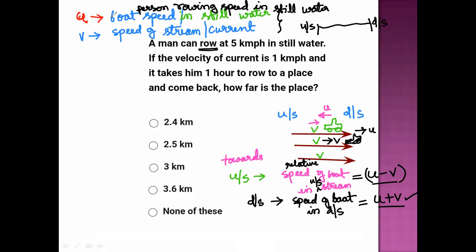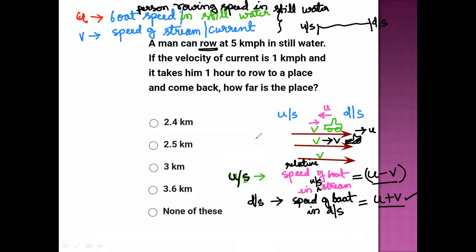U is also called the person rowing speed in the still water. And what is v here? V is nothing but the speed of the stream or speed of the current. When the boat is moving upstream, the relative speed of the boat will be u minus v. When it is moving downstream, the relative speed will be u plus v. This much is very much required in order to solve this problem. We need to know these things.